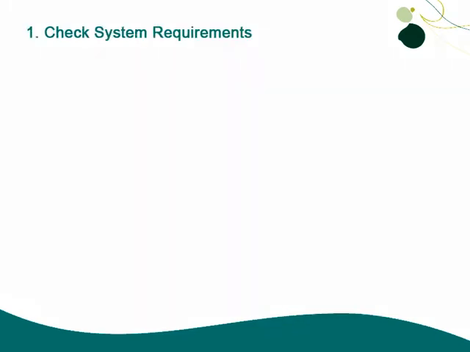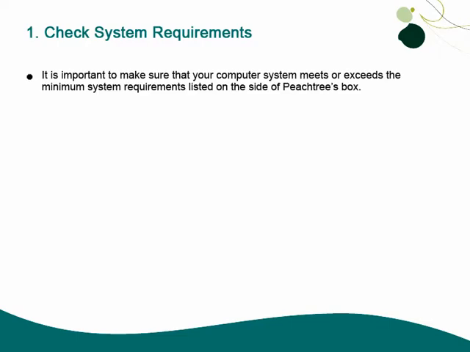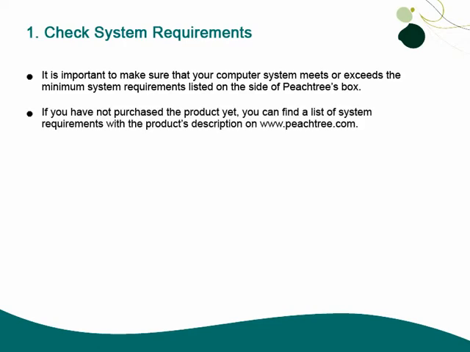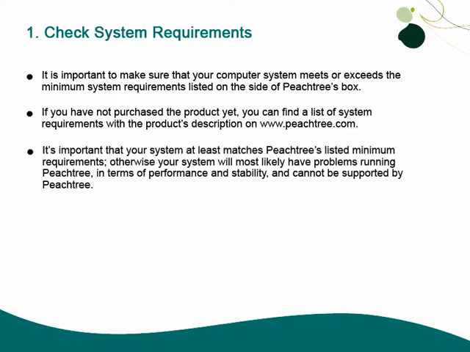Before preparing for an actual installation, it's very important that you make sure that your computer system meets or exceeds the system requirements listed on the side of Peachtree's box. If you have not purchased the product yet, you can find a list of system requirements with the product's description on Peachtree.com. If your system does not meet Peachtree's listed minimum requirements, your system will most likely have problems running Peachtree in terms of performance and stability, and therefore cannot be supported by Peachtree.